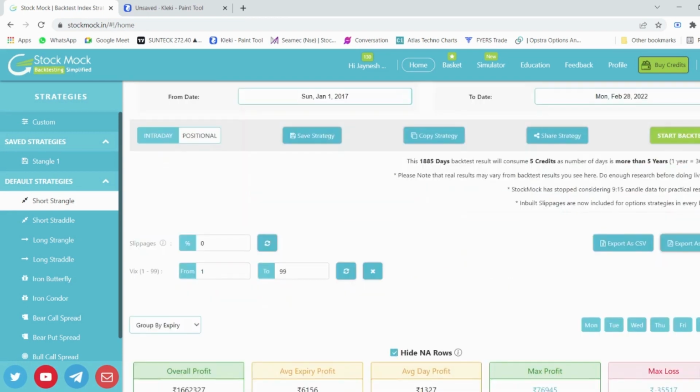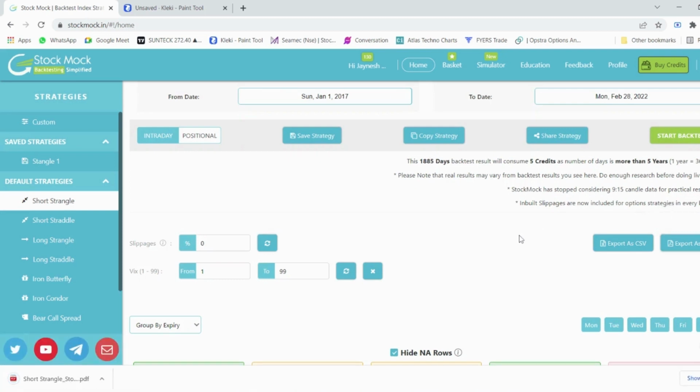So let us now export this PDF. I'll share the link of the PDF with everyone.